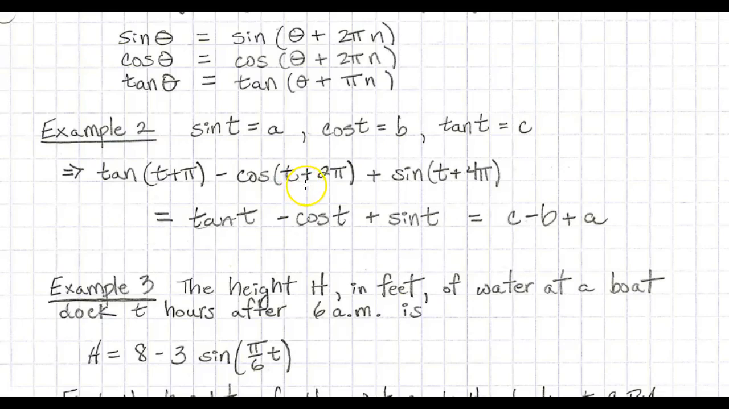And the cosine of t plus 2 pi, well, that's the same as the cosine of t, because 2 pi units later the cosine is the same. The sine of t plus 4 pi is also the sine of t, because remember it's 2 pi periodic, so 2 pi later, 4 pi later, 6 pi. So 4 pi later, the sine is the same, so it's back to sine of t. So then you know those guys, right? Tangent of t is c, cosine of t is b, so it's c minus b. Sine of t is a, so plus a. C minus b plus a.